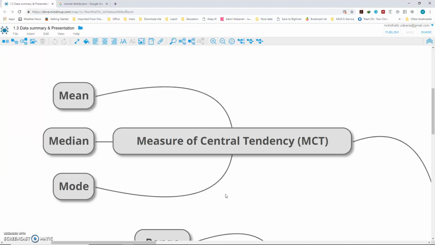Okay, so just before we proceed to the next video, just look at it. When it is not skewed, you can use mean, but when it is skewed, you cannot use mean, you need to use median. What does it mean by that? We'll talk about it more.